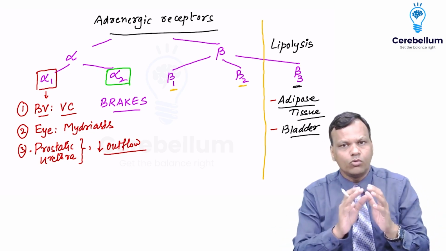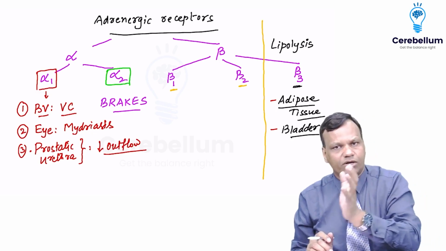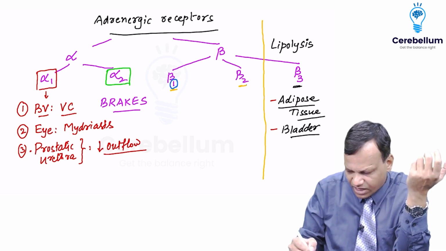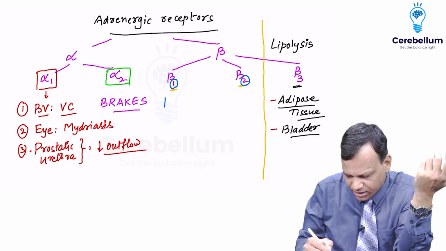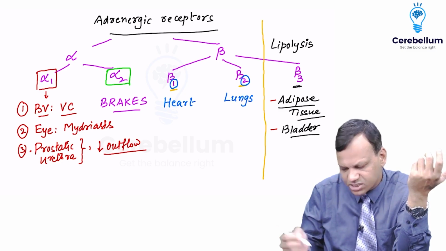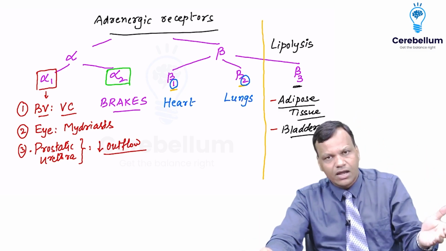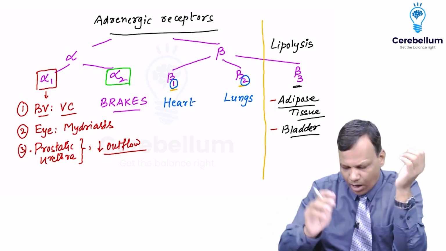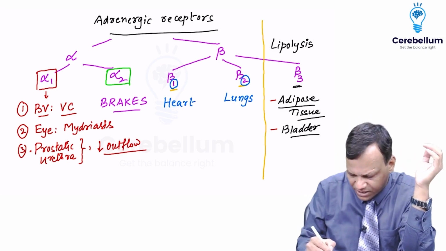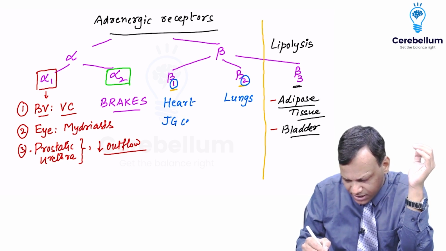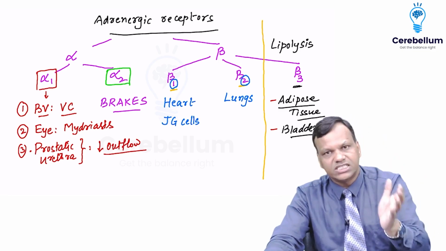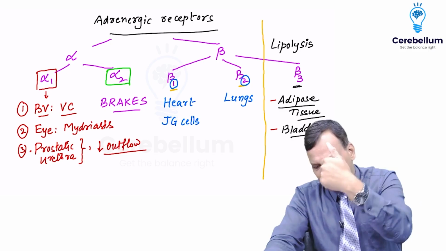Okay, so we have 2 beta receptors, beta 1 and beta 2, and you can very easily remember we have one heart and we have 2 lungs. So beta 1 is present in heart and beta 2 is present in lungs. Lungs means bronchus. Now apart from heart, beta 1 you need to remember only at one more place, and that place is juxtaglomerular cells of kidney. So beta 1 is present in heart and in JG cells of kidney. Rest everywhere we will have beta 2.